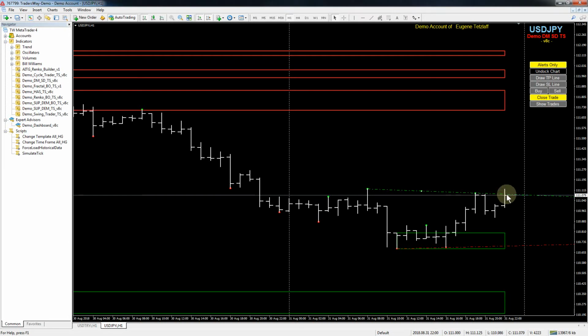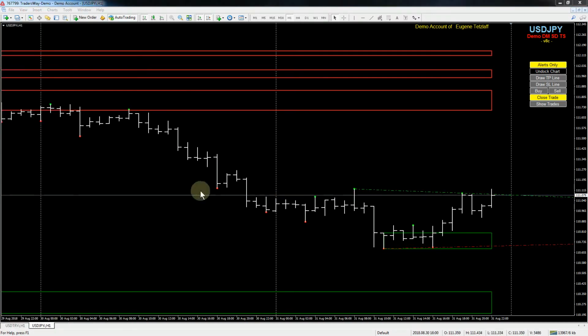But now when it breaks out, you can see it broke out by 2 pips. But you may not want to take the trade because you say, well, we're already well past our demand zone, you know, well on our way. Do we want to take it or not? It's kind of up to you.